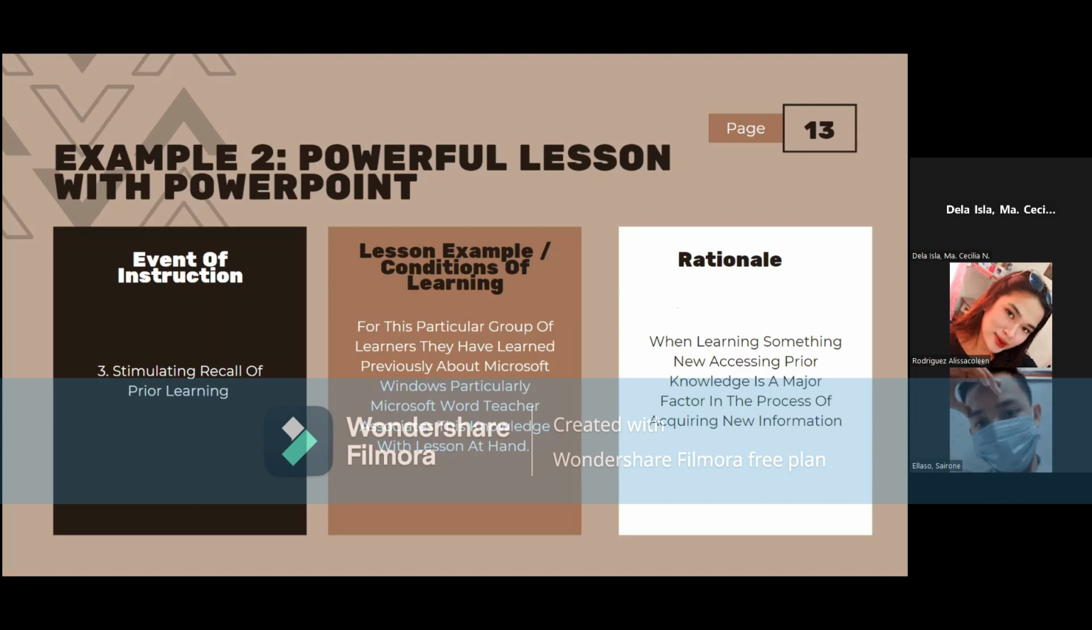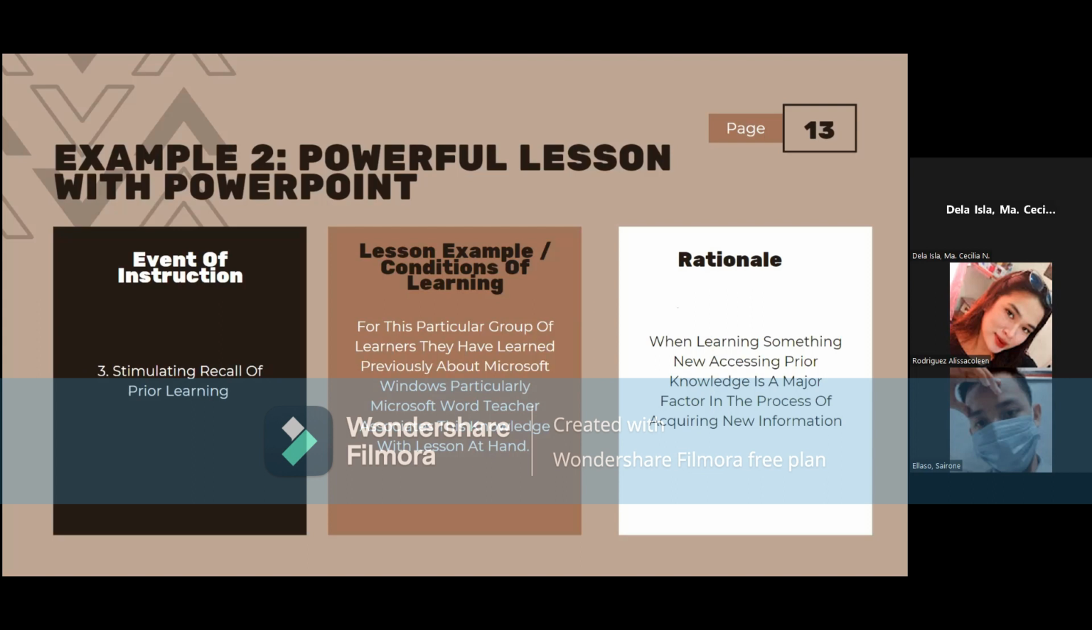Stimulating recall of prior learning that Mr. Eliaso said earlier, that is recalling what you discussed already, like kahapon ito yung di-discuss natin, but today ito naman yung i-discuss natin, yung progress ng lesson. And example, condition of learning.